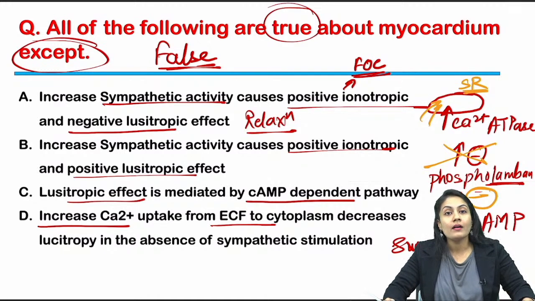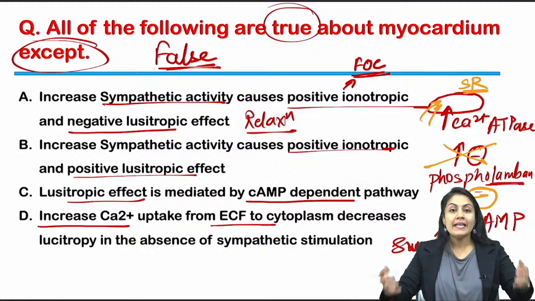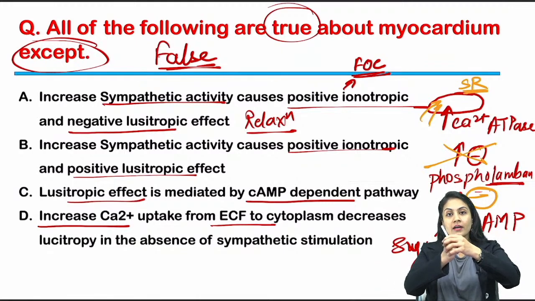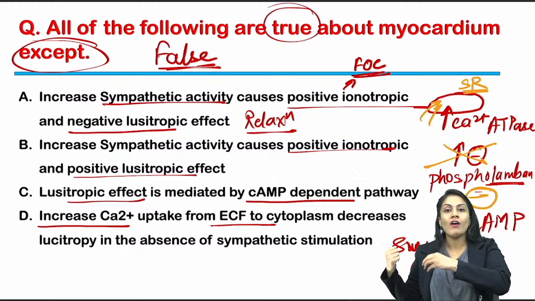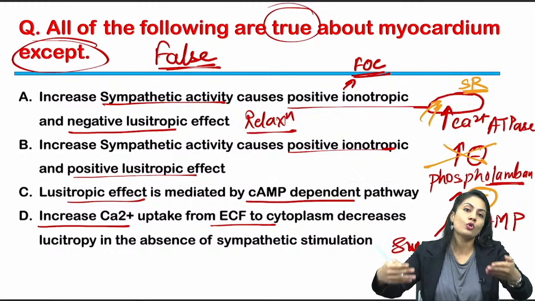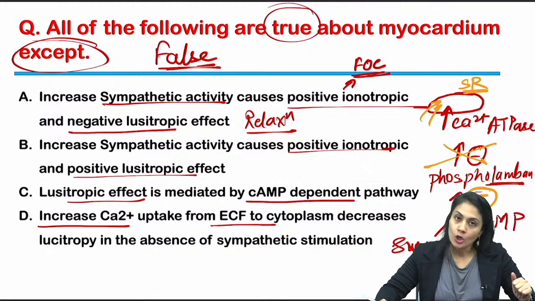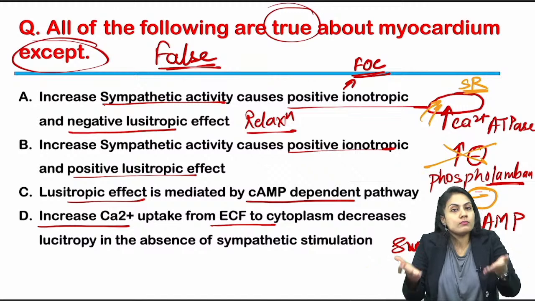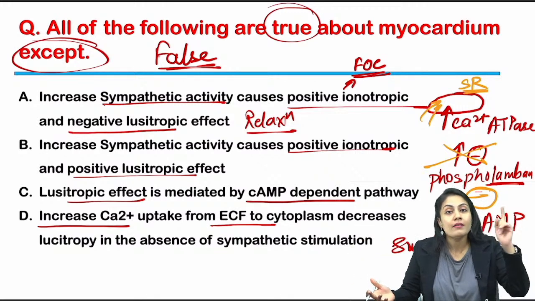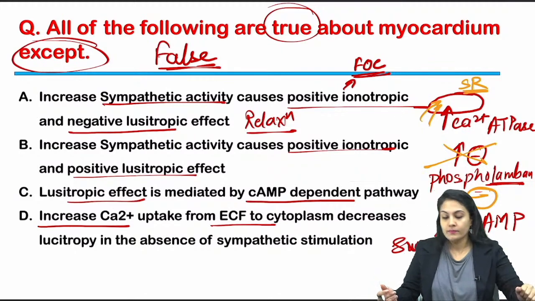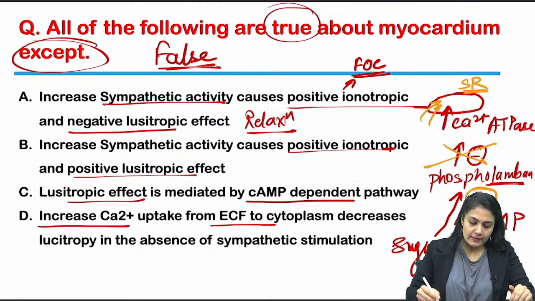That means there will be no calcium available for the binding of the actin and myosin, right? There is no one to remove the tropomyosin. Why? Because no one is binding to the troponin, right? Calcium troponin complex will be removing the tropomyosin. No calcium, no removal of tropomyosin, there will be no contraction. That means relaxation is going to be faster, right? So increase in the sympathetic activity.